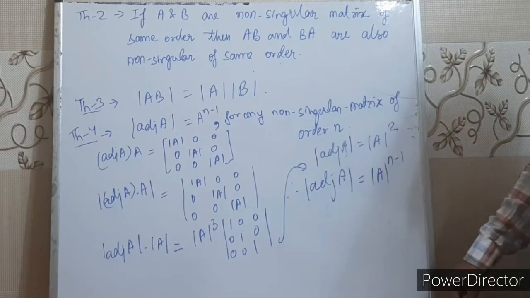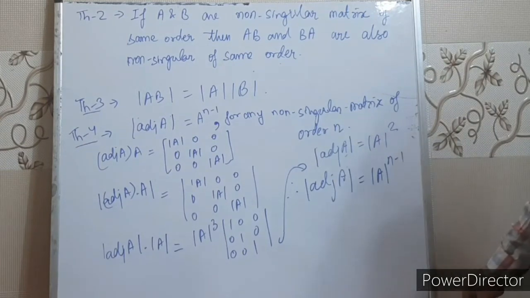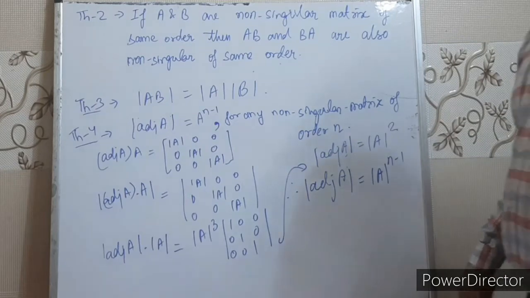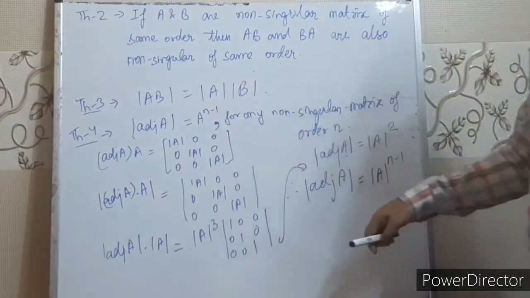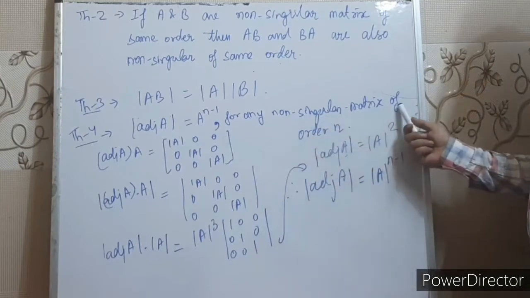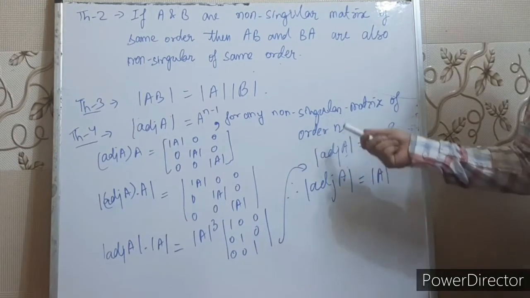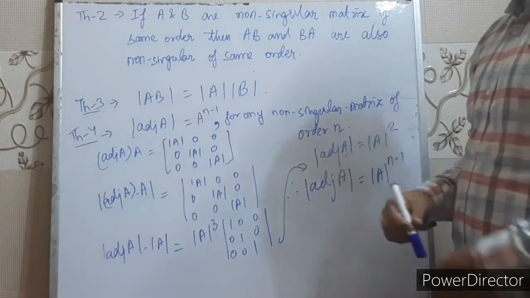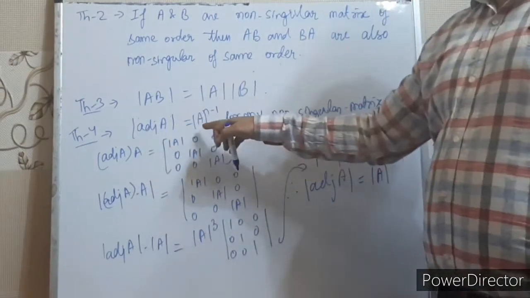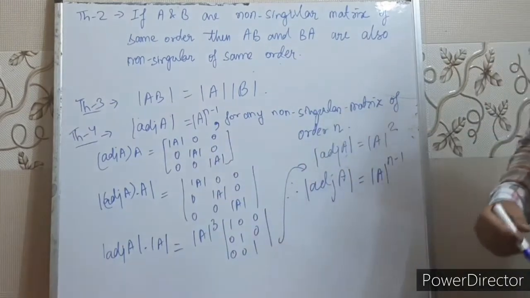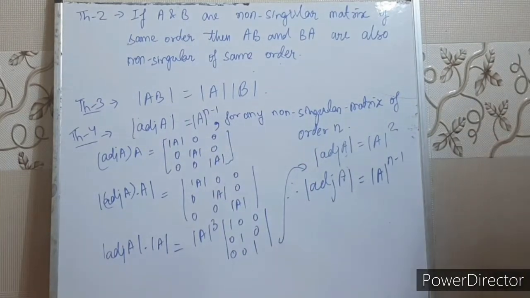Right, children? Now in the next theorem, theorem 4, it is given that determinant of adjoint A equals determinant of A to the power n minus 1 for any non-singular matrix of order n. That means for any non-singular matrix of order n, the determinant of adjoint A will be determinant A to the power n minus 1. Right? Let's see how we have done this.